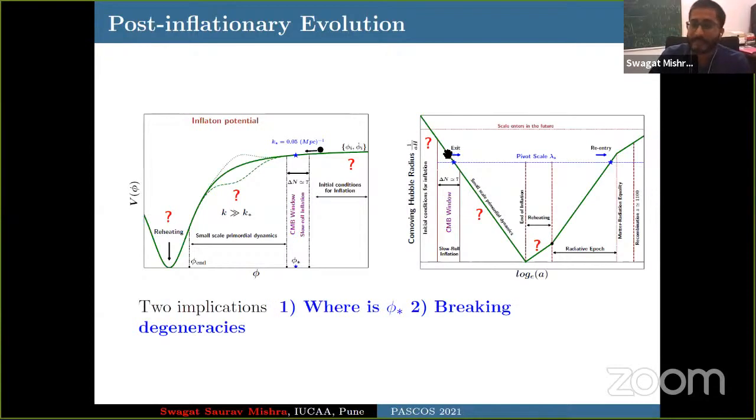The second implication, which I'll talk about now, is breaking degeneracies of n_s and r. And the third is, of course, that the physics of reheating is extremely exciting. It's high energy and very interesting physics. But we'll talk about breaking the degeneracies.